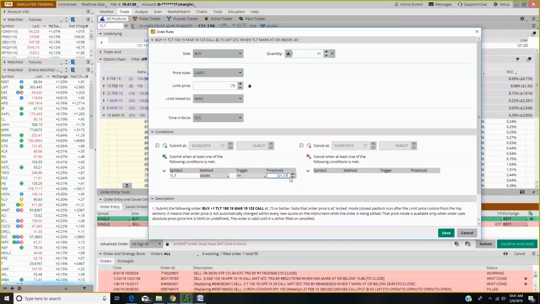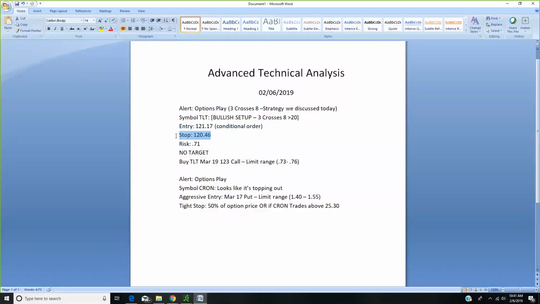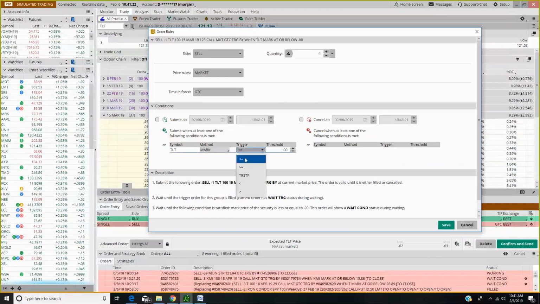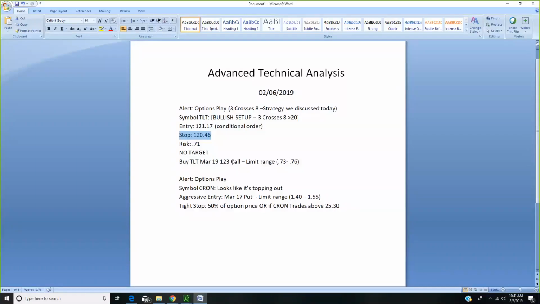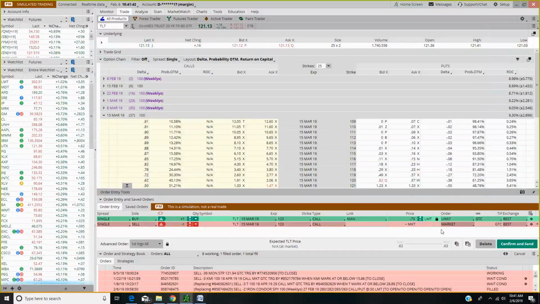You add the condition, and you're willing to pay 73 cents or $73. Right-click. So now we're going to add our stop loss. Our stop loss is 120.46. So go back over here, go to the condition, you go market, condition, at or below, what do we say? 120.46, at or below 120.46. That's our stop loss. Okay, TLT mark at or below 120.46. So this is what it looked like.